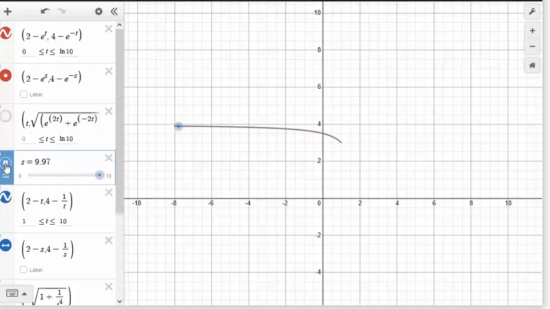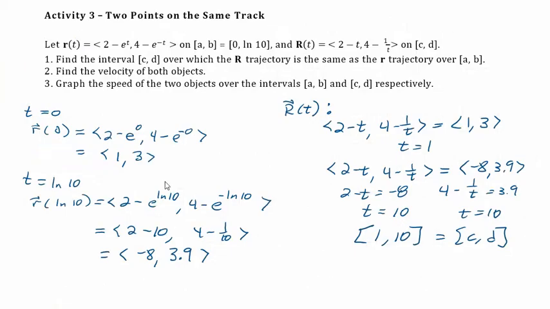And that interval is not the same for the two functions. And the points are not at the same place at the same time. It's kind of neat. They're not even going at the same velocity, right? Which we're going to look at here in a minute. We can see they're not traveling at the same velocity. So with that in mind, let's look at question 2, which is to find the velocity of both objects.